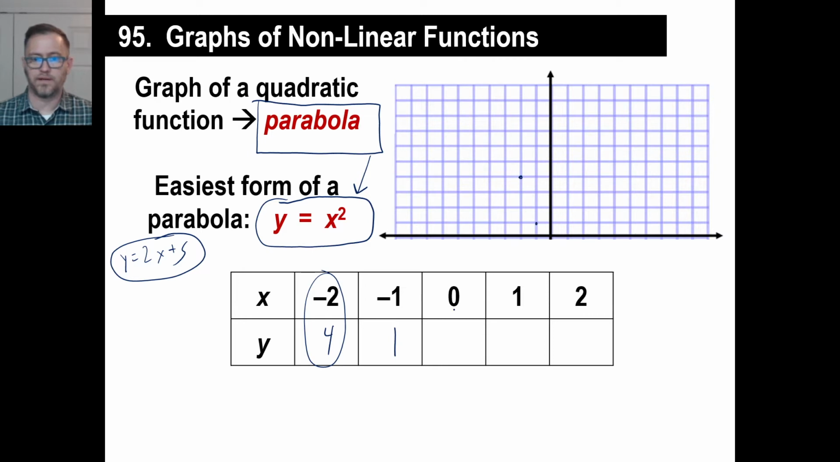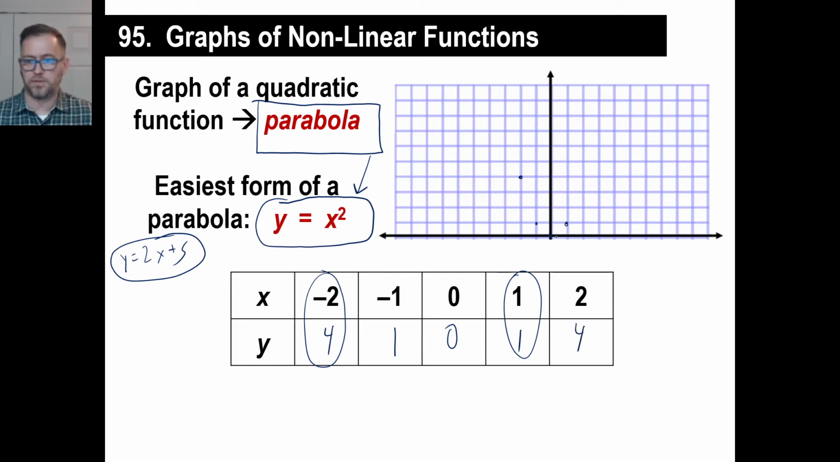Okay. Well, what if x is 0? Then y is going to be 0 squared, which is just 0, right? So there's another point there, right at the origin. If x is positive 1, my bad, 1 squared is 1. So there's another point, 1 over, 1 up, boom. All right, what if x is 2? Well, 2 squared is 4.